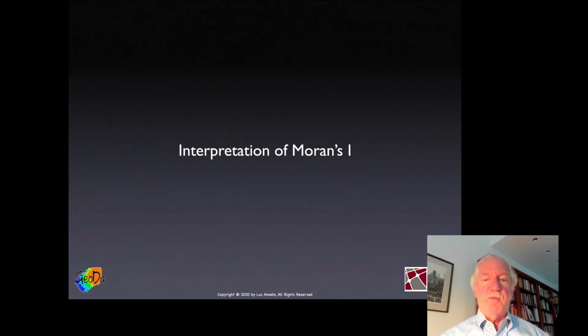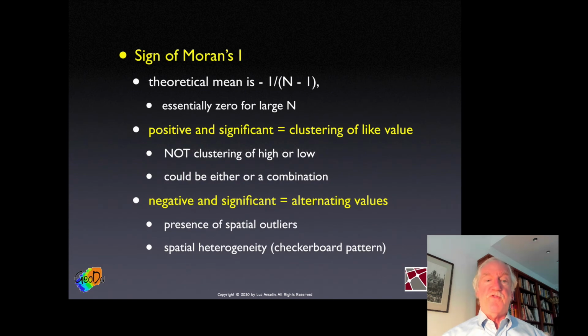So what does this all mean? First of all, the sign of Moran's I, lucky for us, it's not always that way, as we'll see in a few minutes. Lucky for us, when Moran's I is positive, it means positive autocorrelation. When it's negative, it means negative autocorrelation. The mean, as I mentioned, the theoretical mean is -1 over n minus 1, which is basically 0, just a little bit negative of 0.